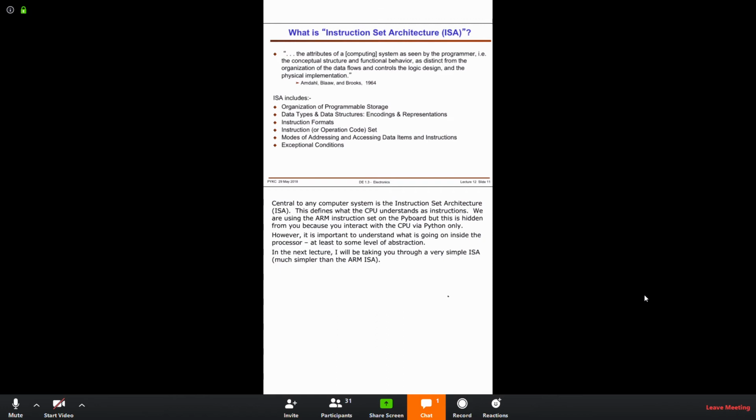Then there is an operation code set, that means the instruction set. And finally, modes of addressing. There are some addressing modes. We can refer to the computer architecture or computer processor. There is the concept of direct addressing mode, indirect addressing mode, register addressing mode, immediate addressing mode, and implicit addressing mode.